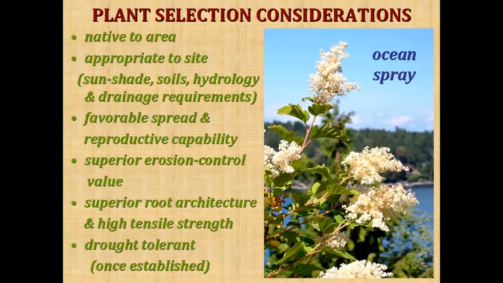Now, there are several criteria that you want to consider when you're choosing plants. You want them to be native to the area, appropriate to the site, with all of the cultural requirements. You want to have good reproductive capability, superior erosion control value, good root architecture, and high tensile strength of the roots. You want them to be drought tolerant once they're established. Ocean spray, very common, very effective, and briefly beautiful. It'll be coming in about maybe a month. And it's a very good pollinator plant.